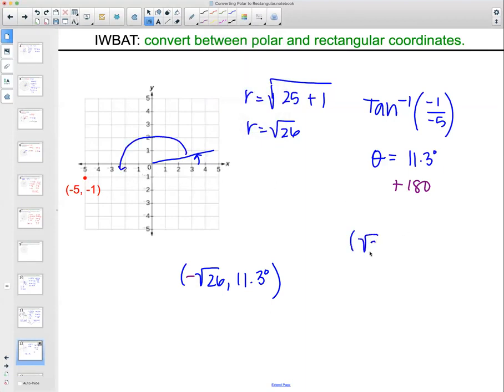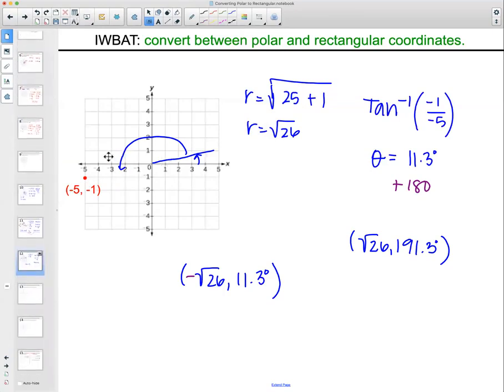In which case you would leave the radius positive and then you would use the 191.3 degrees for that. So either make the radius negative with the angle that you got from your calculator, or keep your radius and add 180 to the angle, one of the two. And that's only if it's in the second or the third quadrant. That's the only one that your calculator doesn't kick back.